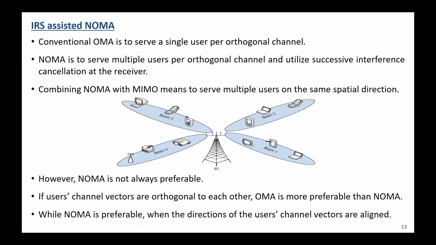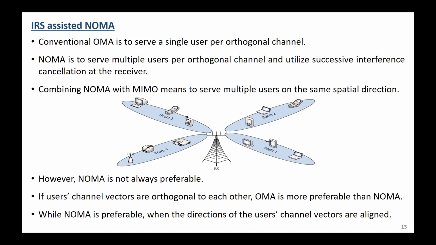Another use case of this service is that it can assist in non-orthogonal multiple access, where conventional orthogonal multiple access means to serve a single user per orthogonal channel, and non-orthogonal multiple access means to serve multiple users per one orthogonal channel. And if we speak about NOMA with MIMO, it means to serve multiple users on the same spatial direction, which represents the orthogonal channel in this situation.